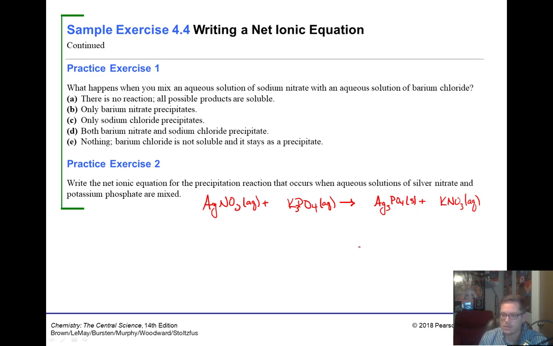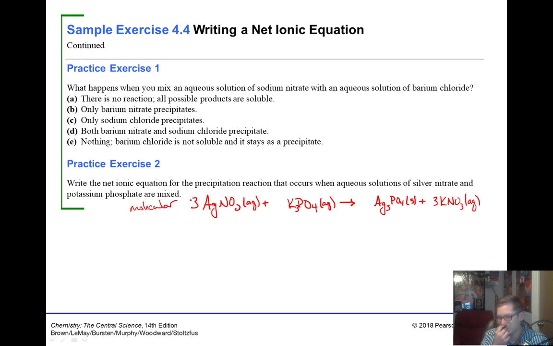All right, now we got to balance it. So we've got 1 silver here, 3 silvers here, so we'll put a 3 right there. Oh, I'm sorry, we've got 3 nitrates, 3 nitrates here, right? Because we put that 3 on the silver nitrate. So we need a 3 here. And then we've got 3 potassiums, 1 phosphate, 1 phosphate. So we're balanced. All right, so this guy here is our molecular formula.